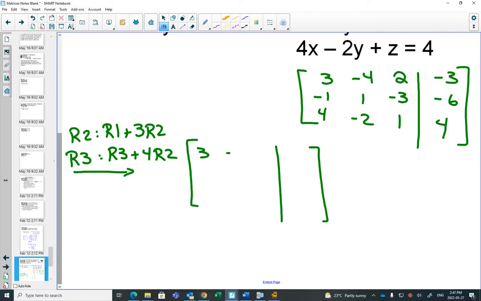Row 1 stayed the same. Row 2 is now row 1 plus 3 row 2s. That gives me a 0 here. Negative 4 plus 3, negative 1. 2 minus 9, negative 7. And negative 3 minus 18, negative 21. Row 3 plus 4 row 2s. That'll give me a 0.